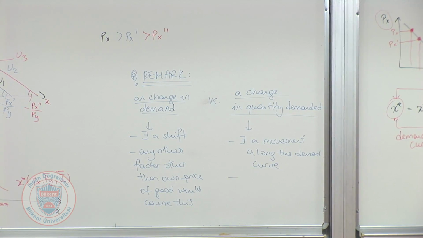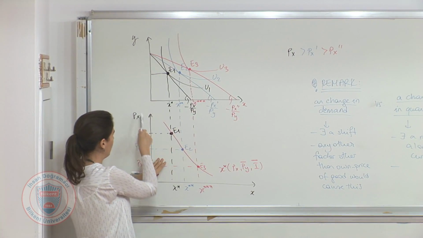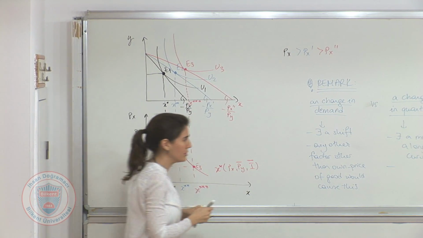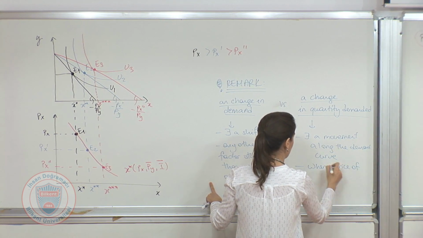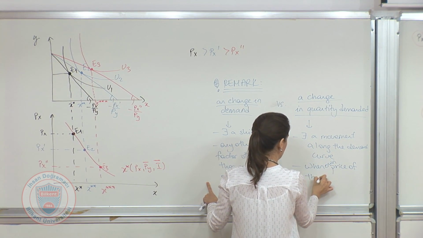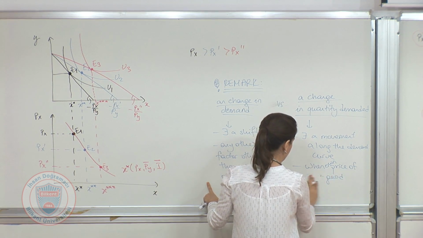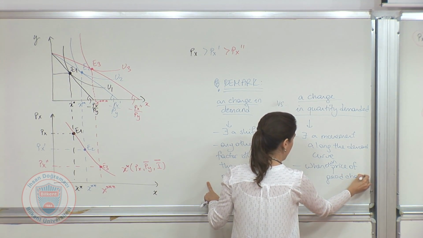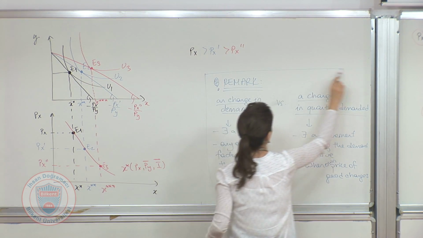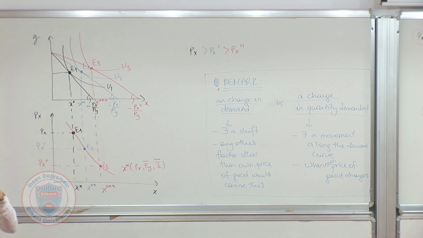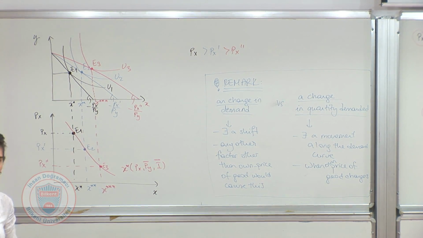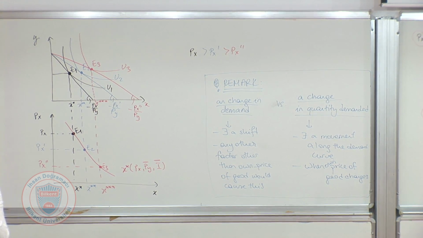So we're going to move along this demand curve only when PX changes. This happens when the own price of that good changes, okay? So just keep this in your mind. This is jargon economists use. When there's a shift in demand or a change in demand, it means that the demand curve is shifting. When there's a change in quantity demanded, it means that we're moving along the demand curve. So these are different things.